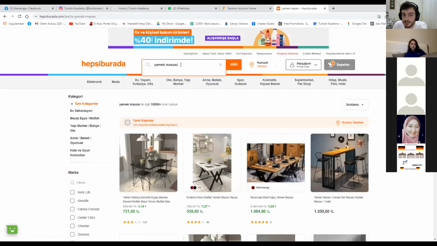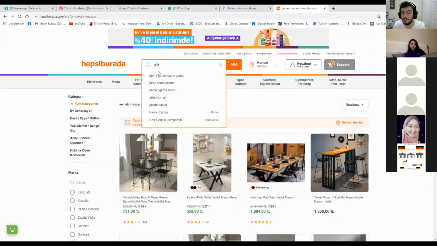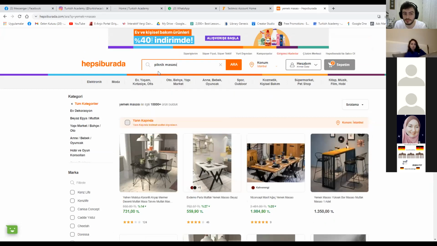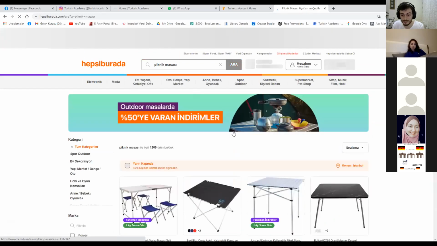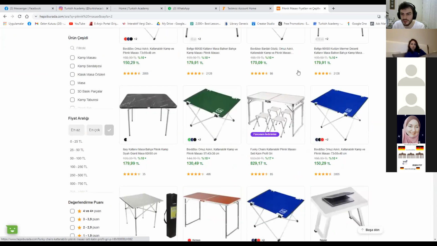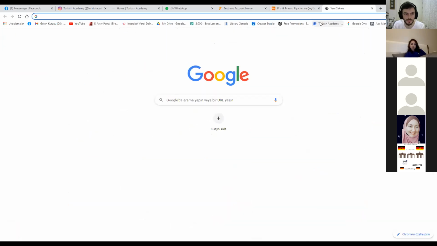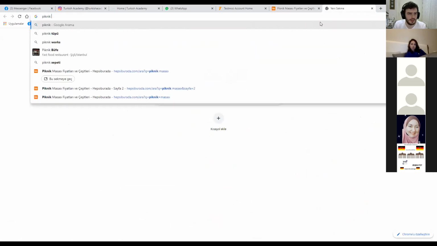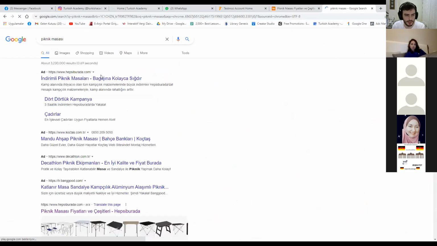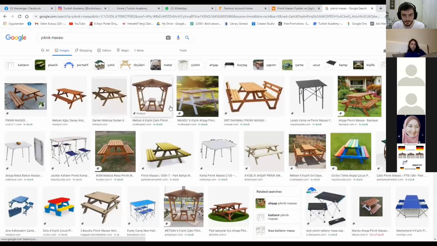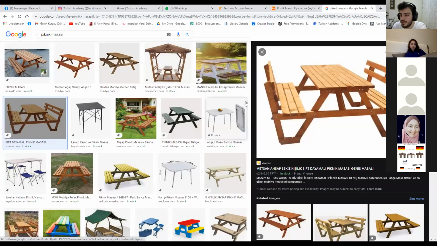Let's look for some picnic table. In this case, I'll need the word picnic in Turkish. Picnic masası. It's very similar to camping table, actually. I was looking for the ones that you can find in the forests. I'm talking about these ones. So this is a picnic masası for me, because this is where we do our picnic. You know, we eat on top of it.